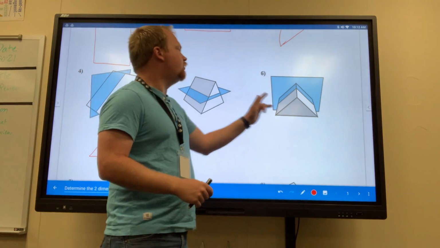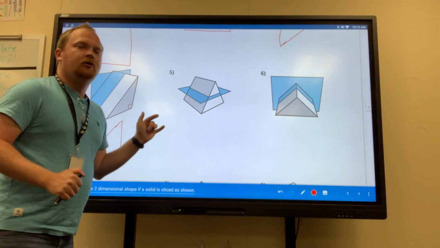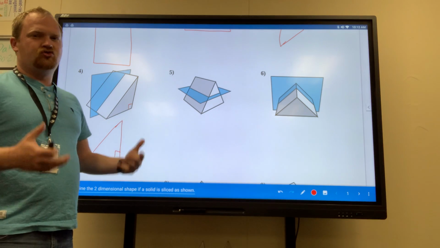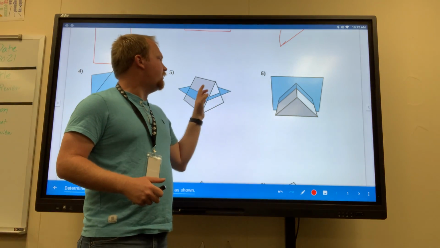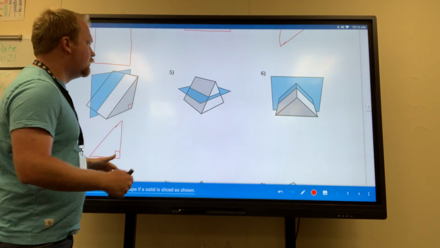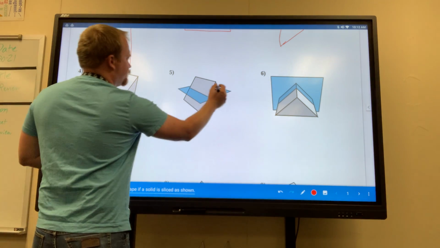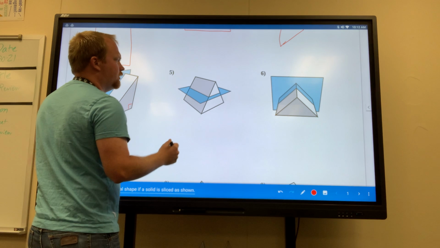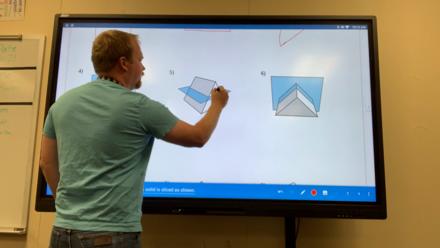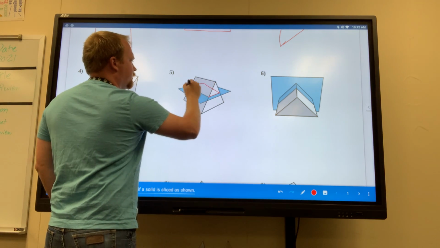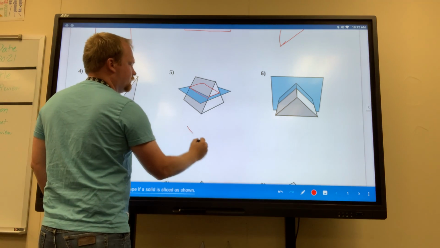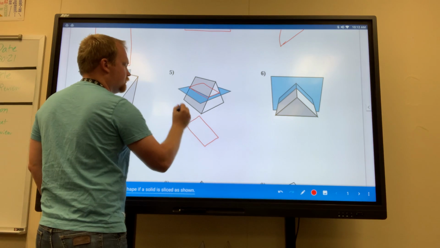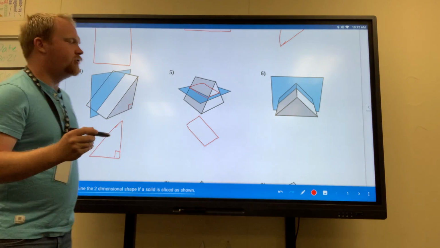Now, the next two are triangular prisms. But notice how the cross section goes through. This cross section is more rectangular, or at least notice how it goes through like that. So really, my cross section is a rectangle shape.